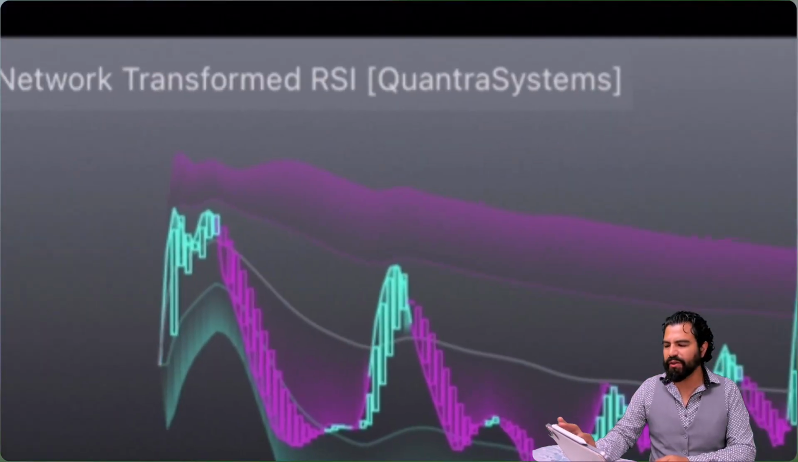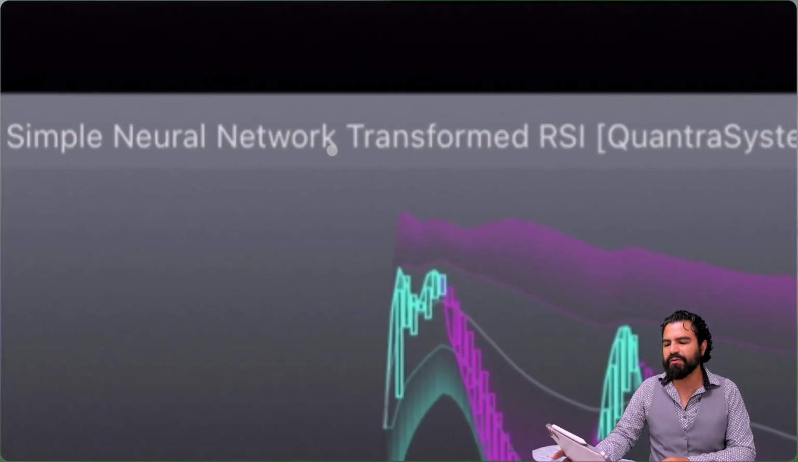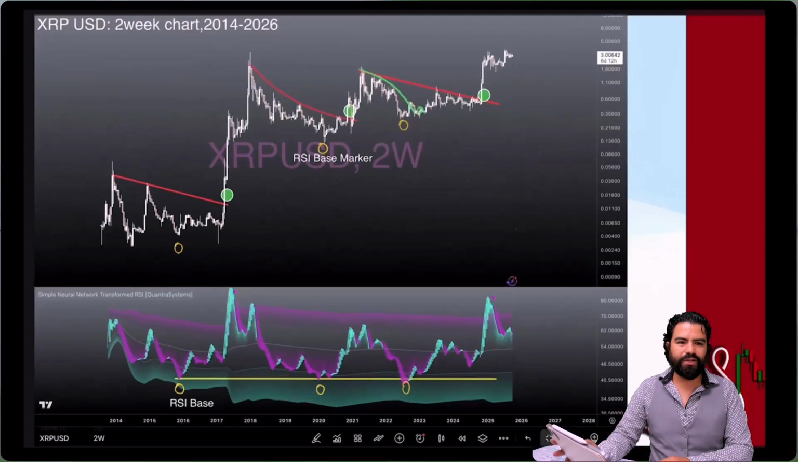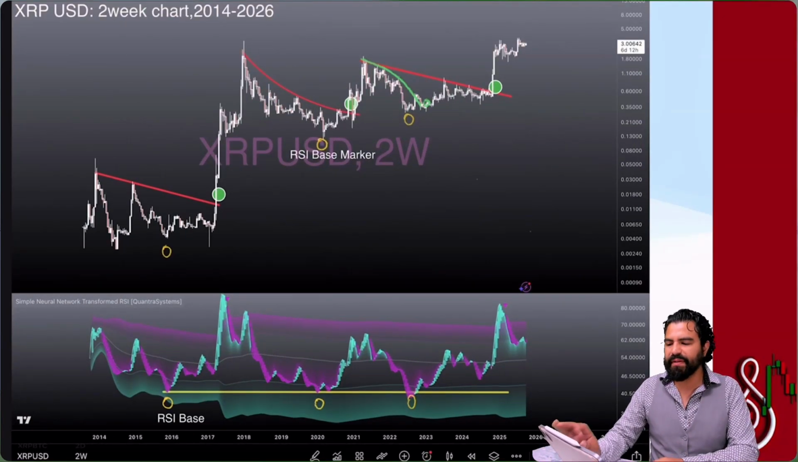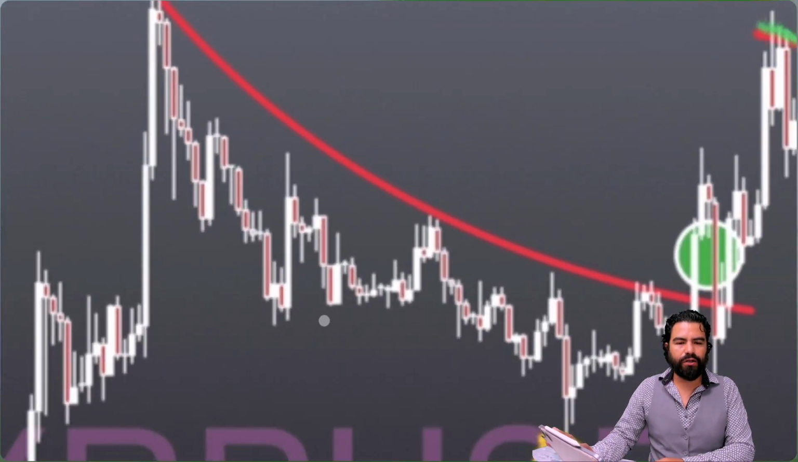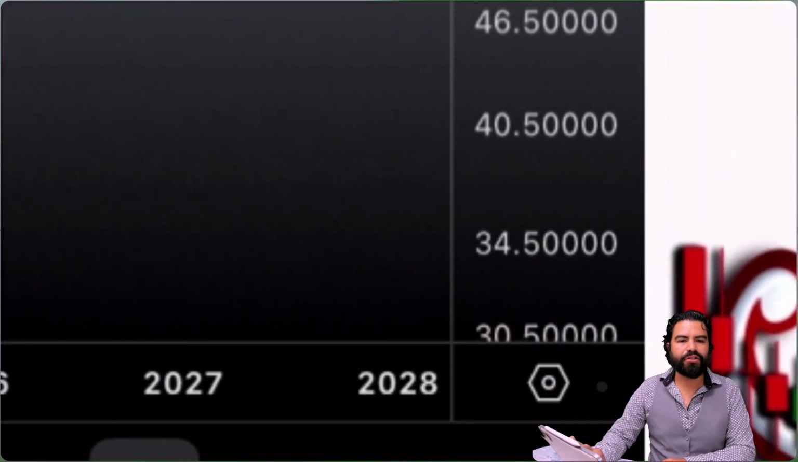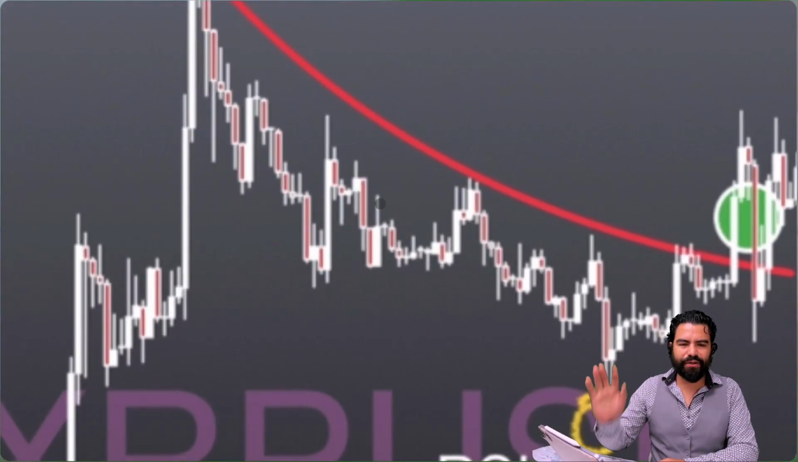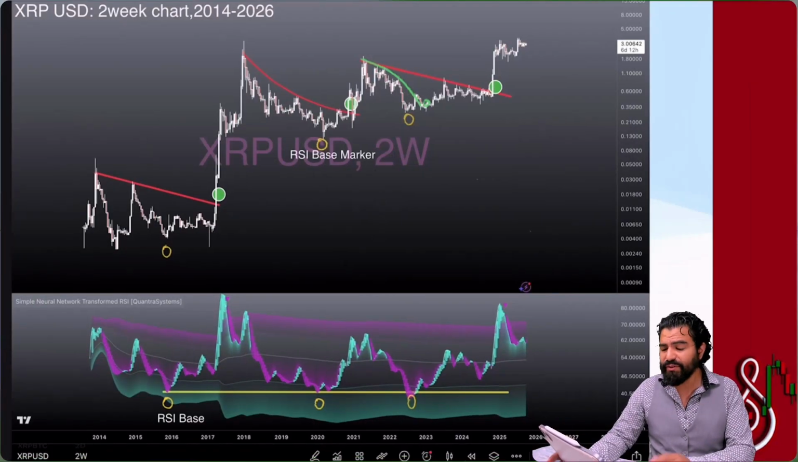And remember, the one we're using is the simple neural network transformed RSI, which is by Quantra Systems on TradingView. You can use this, but make sure you turn off your color bar coding in the settings button. So you want to make sure you hit the little sprocket and turn off the bar coloring. Otherwise your bars will be purple and blue, which I don't like.